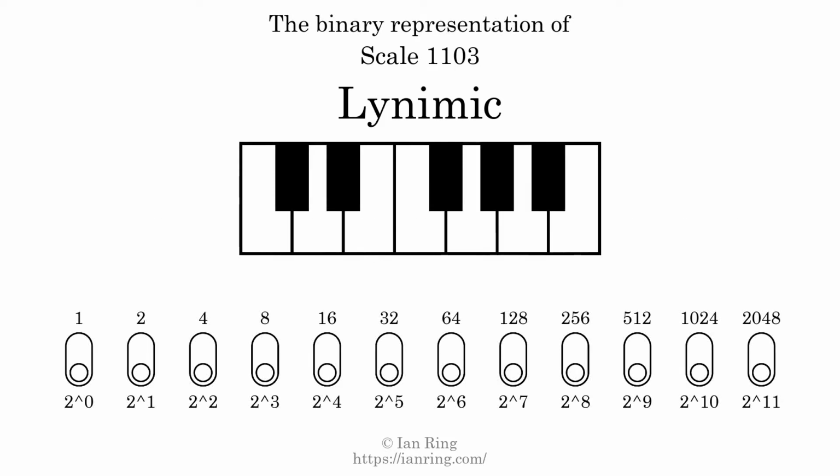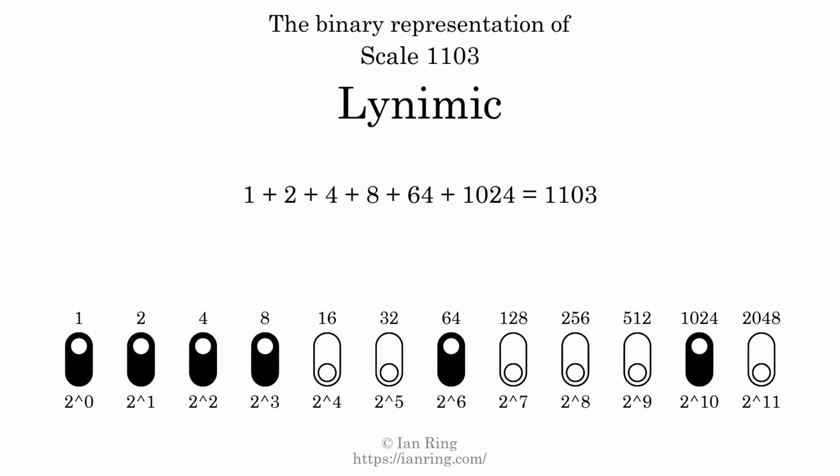The binary representation of this scale is determined by mapping tones of the scale to binary digits. Each binary digit represents a power of 2. To get the scale number, we add the powers of 2 together. The powers of 2 that are present in the scale, all added together, equals 1103. That is why the scale number, in decimal, is 1103.